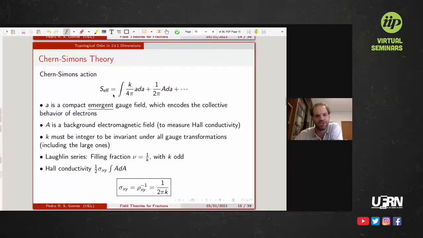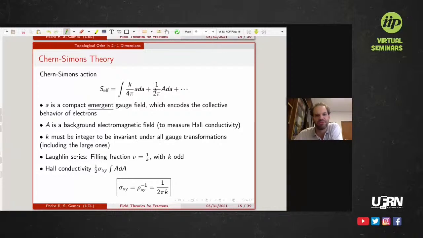This coefficient must be quantized, in the sense that it is an integer, so that this theory is invariant under all gauge transformations, including the large ones, even when the system is placed in a non-trivial manifold. I will discuss more about this.